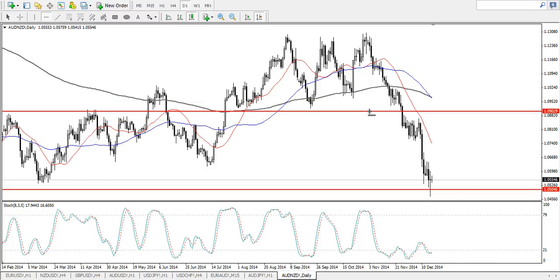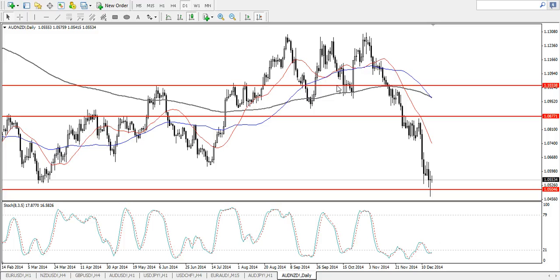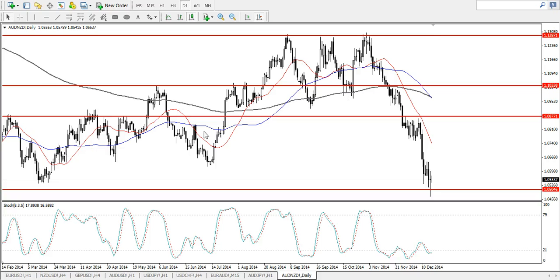Just to plot a few levels. Alright, this could be the first level we are looking at. If price were to appreciate, the price of 1.0877, followed by 1.1033, and the current high at 1.1287. Also do take note that stochastic has already suggested oversold. Alright, so this could be a potential major retracement, a major reversal.